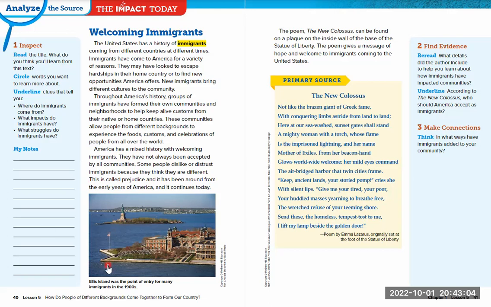So here on the bottom of the page, we have an image of Ellis Island. And from the caption, we can see that it says it was a point of entry for many immigrants in the 1900s. In order to enter the United States, you would have to go through Ellis Island, go through an inspection in order for them to check whether you were healthy, your family was healthy, if you came with family, and you would be writing down your name as well. We're going to continue to the next page.